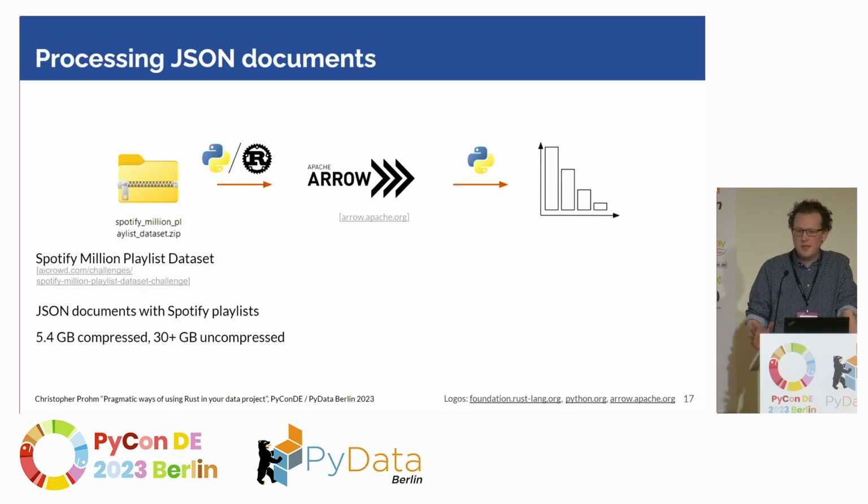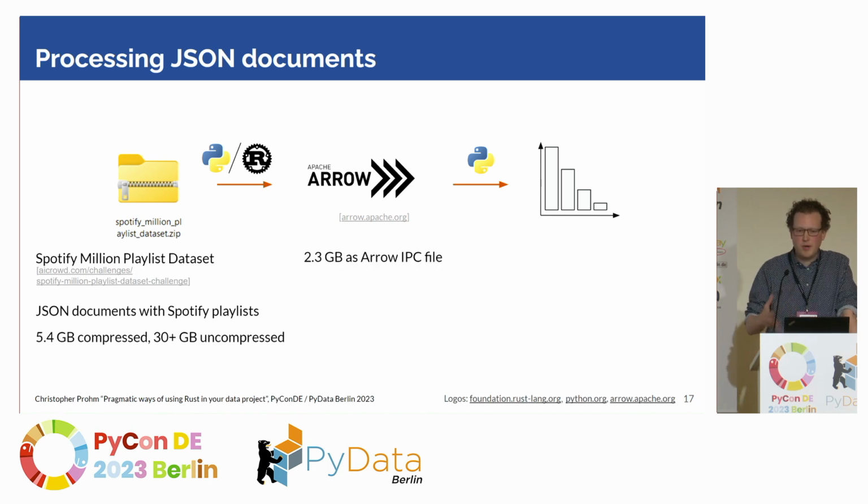So the use case here is parsing a heap of JSON documents, converting them into an Arrow file, and then doing some analysis on top of it in Python. The data set in question is the Million Playlist Spotify data set. It's something like 30 gigabytes uncompressed, 5.4 gigabytes compressed, and has listings of different playlists with artists and so on. And then you can ask what is the most popular artist in this data set, for example.